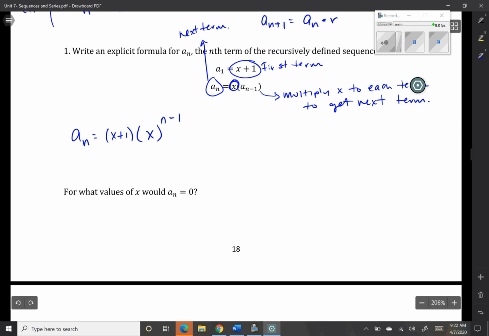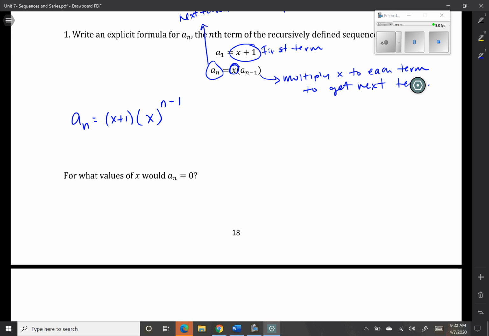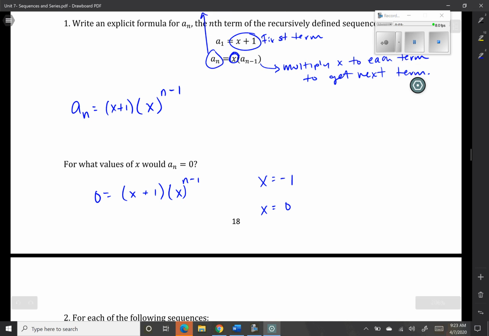Then it says, for what values of x would a sub n be 0? So if I say this is equal to 0, I have x plus 1 times x to the n minus 1. So x is equal to negative 1. That would make this 0. x also can equal 0, because that would make this 0. 0 to any exponent would be 0. This is kind of a strange question, but something that works, right? A big part of this question is just understanding how the sequence or the pattern works.